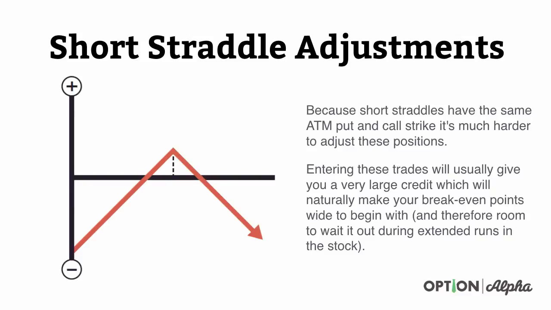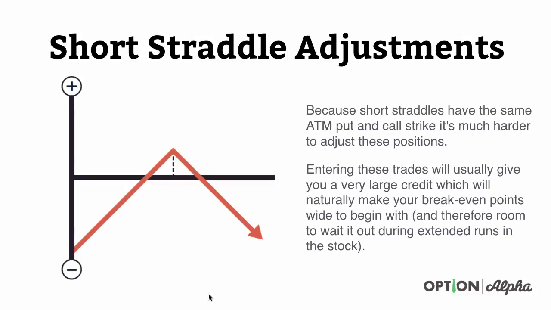Because short straddles have the same at-the-money put strike and call strike, it's obviously much harder to adjust these positions because you don't want to go too far inverted. You already have strike prices that are exactly the same, sitting right over top of where the market is trading. So entering these trades is usually going to give you a large credit to begin with, which will naturally make your break-even points really wide. That means you have room to wait it out a little bit more during extended stock runs.